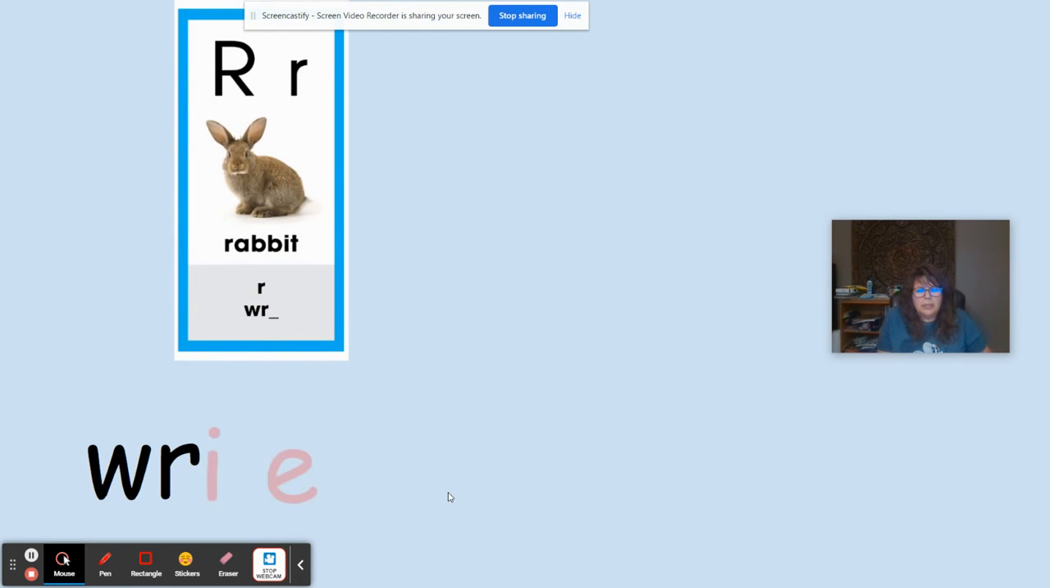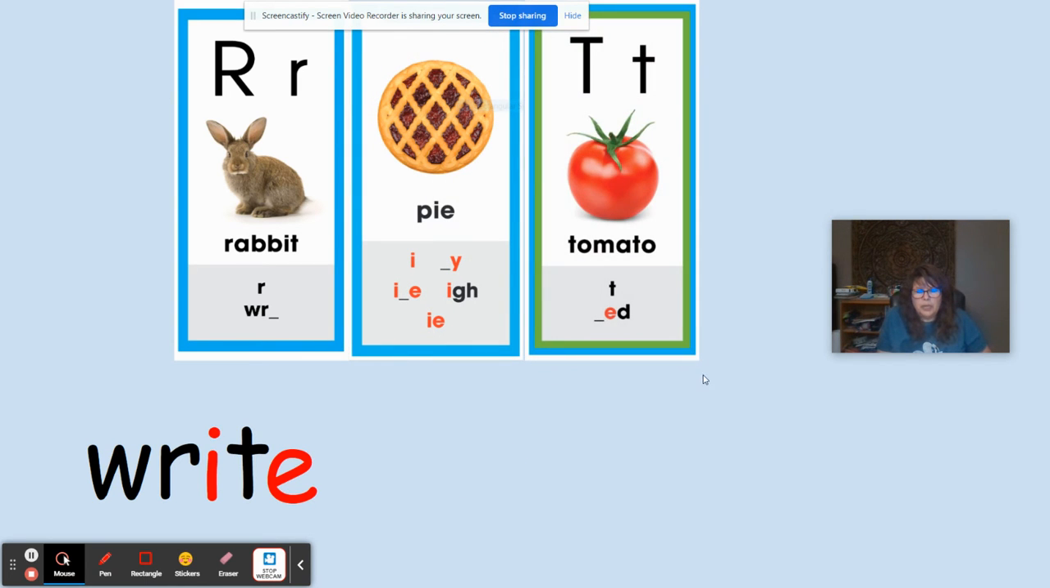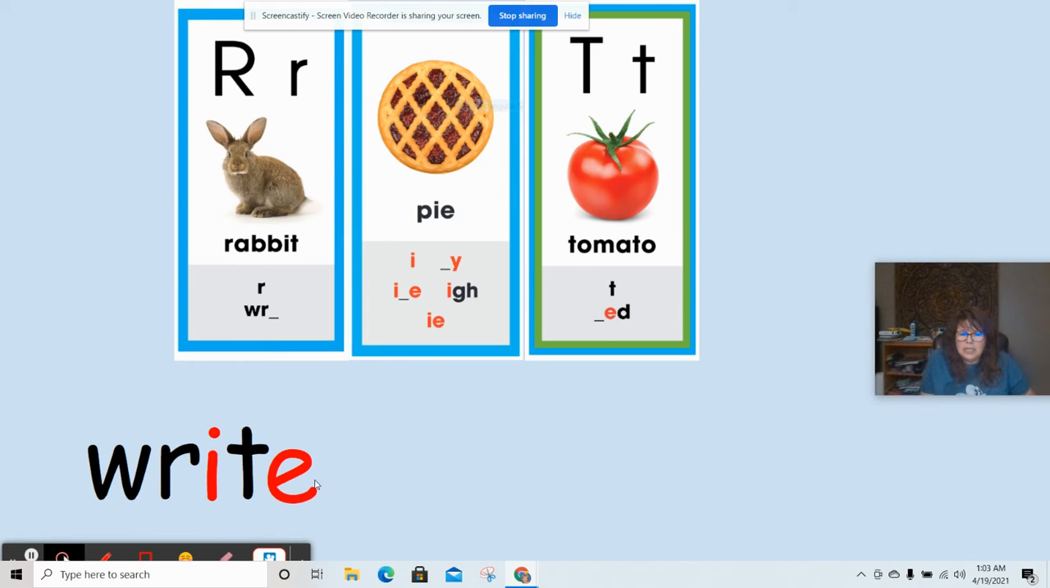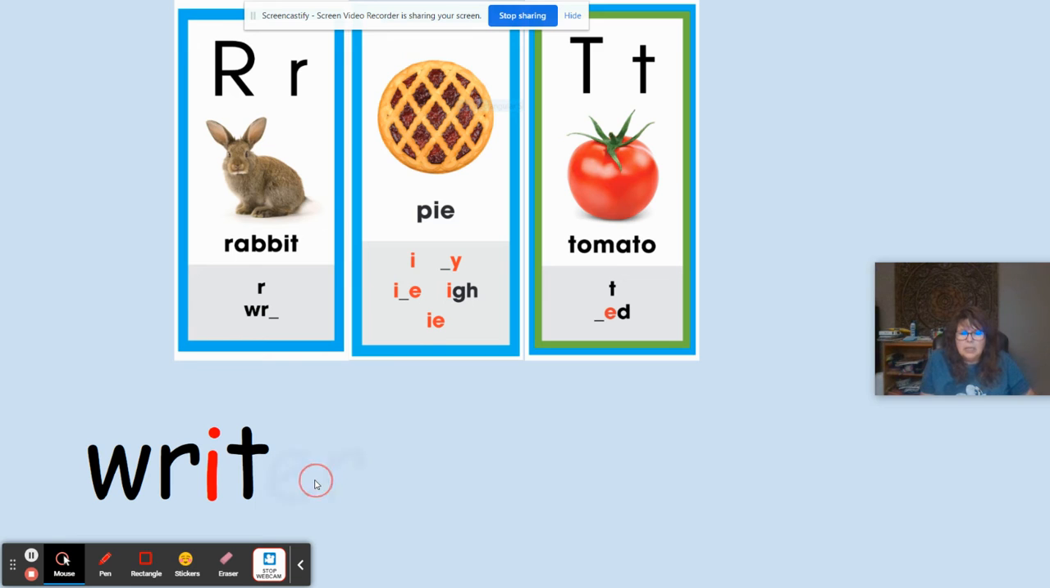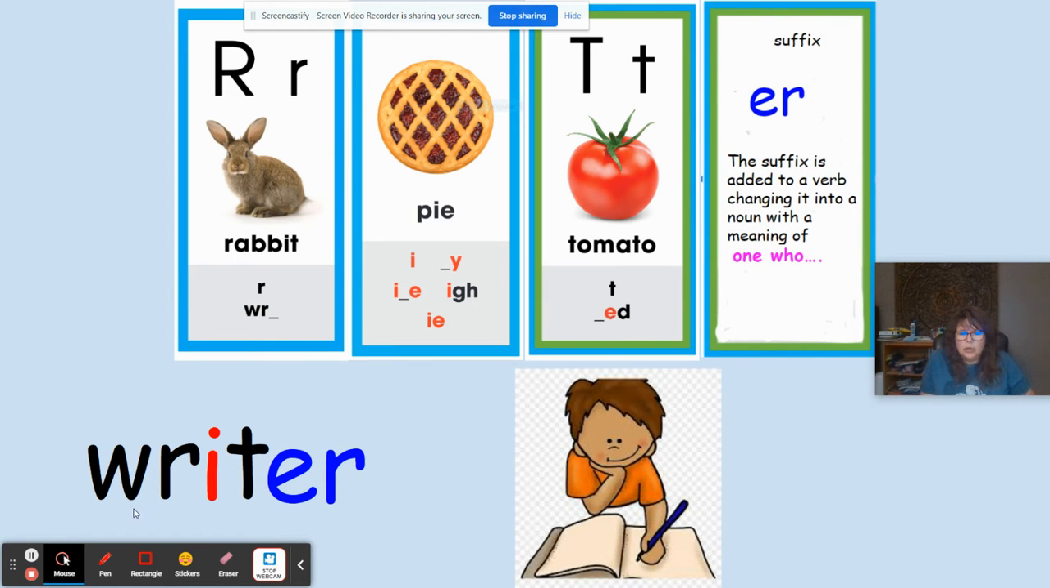W, R, like in rabbit. I, like in pie. T, like in tomato. Now we want to make someone who writes, but in this case, it ends with a silent E, so we drop the E. Then we add er, and now we have the word writer. Someone who writes is a writer.